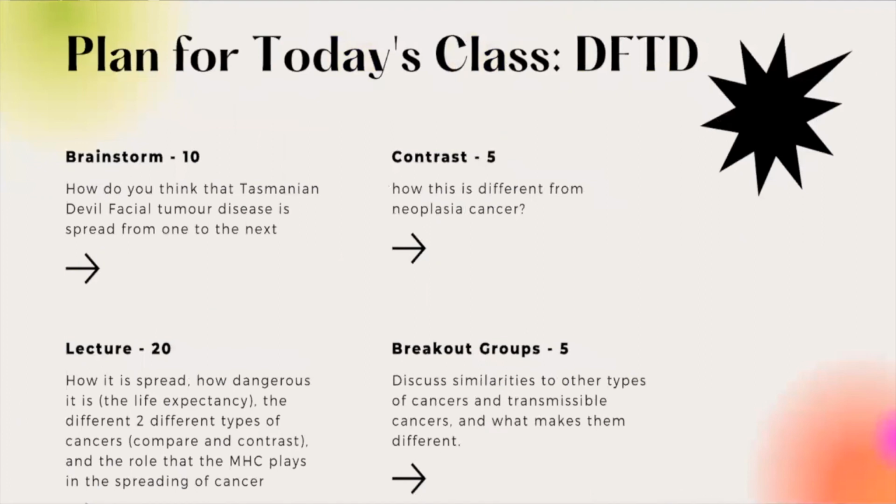On the fourth day, we're going to have a 10-minute brainstorm on how we think Tasmanian devil facial tumor disease spread from one to the next. Then we'll have a 20-minute lecture about how it's dangerous, the life expectancy in the 2 different types, and compare them. Then we're going to contrast how it's different from neoplasia cancer, and then we're going to have a breakout group for 5 minutes to discuss the learning goals.